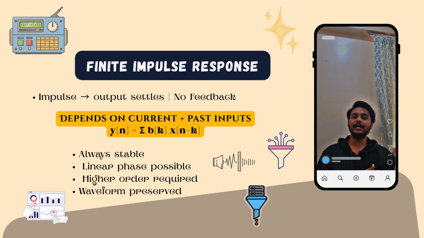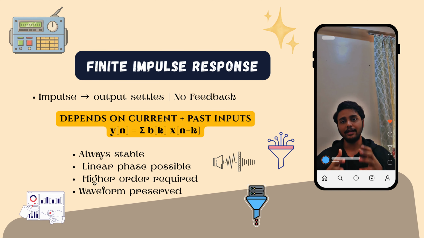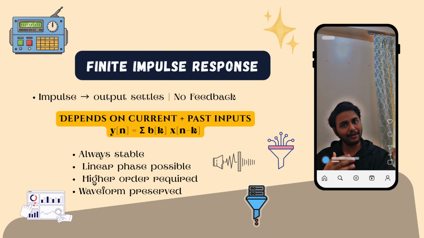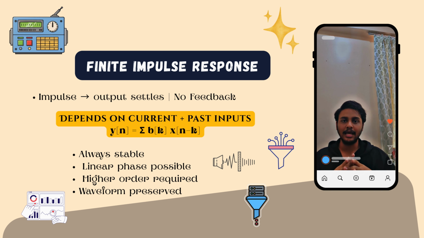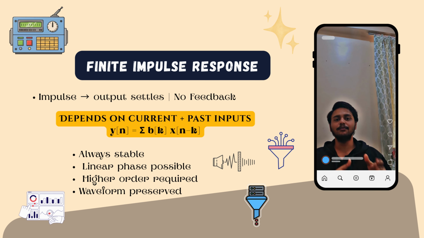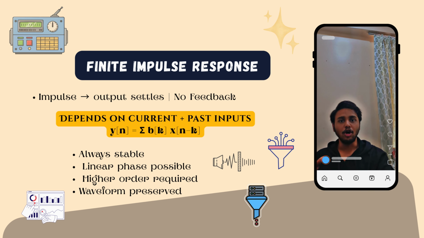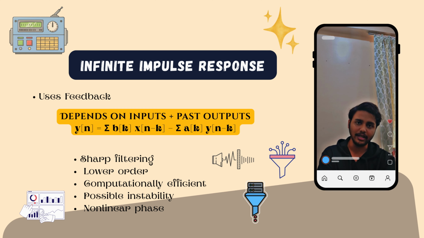The mathematical structure of FIRs is defined as y[n] = sigma, or summation, of b[k] times x[n-k]. Important characteristics that we need to study about FIRs are: it is always going to be stable, FIRs can achieve exact linear phase, and usually FIRs require more coefficients than IIRs. Linear phase means all frequency components are delayed equally. This preserves the waveform shape. That is important in audio, biomedical signals, or even in data communications.